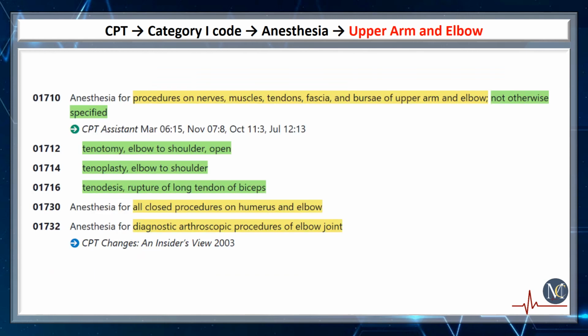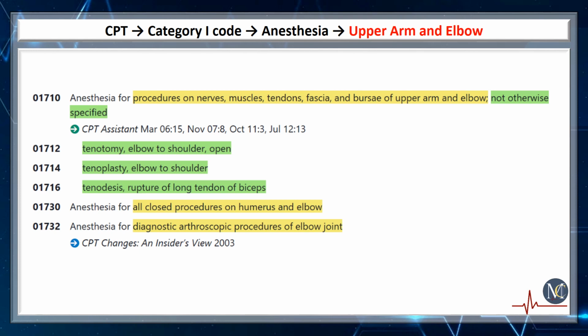Upper arm and elbow, the next anatomical site of CPT anesthesia. First code is 01710. Anesthesia for procedures on nerves, muscles, tendons, fascia, and bursae of upper arm and elbow, not otherwise specified. Next code is 01712.